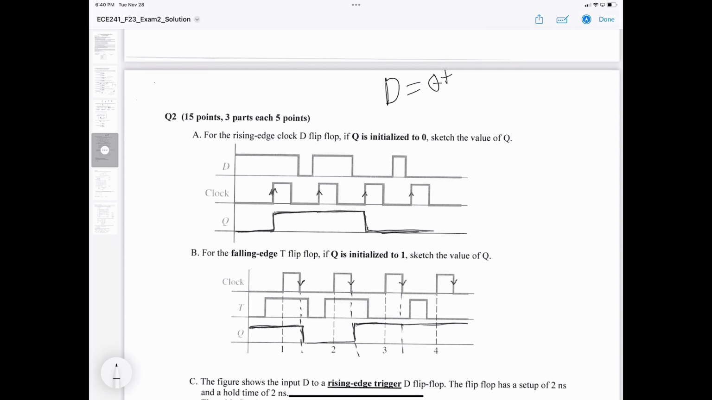Whatever D is, you're given D and the clock, and we have to draw Q. So whenever it's these rising edges here, whatever the D value is, it's going to copy that until the next rising edge. Here, it's a 1 initially. It's a 1 again here. It's a 1 again. It becomes 0 here. D is 0 here, so it goes down. Another rising edge. D is still 0 here. It's still 0.